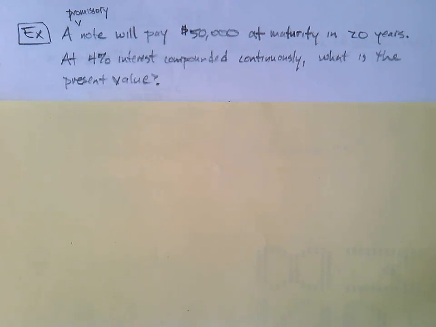Okay, I am not an economics expert, by the way. This is pretty much the extent of my knowledge on present value. So how are we going to go about this? We can use the same formula that we've been using.